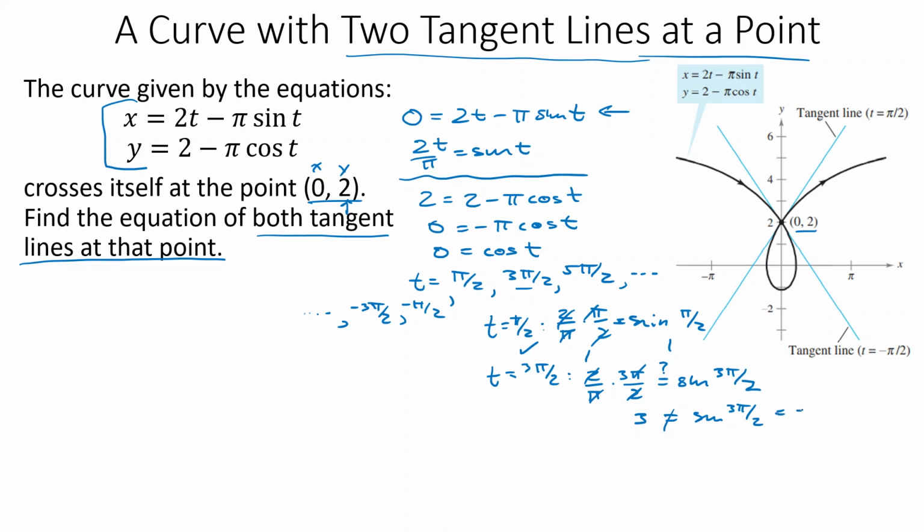So that doesn't work. And in fact, if I keep going to bigger numbers, this side over here is just going to keep growing: 5 and then 7 and so on. Let's try to go backwards in the other direction. So let's try negative pi over 2.